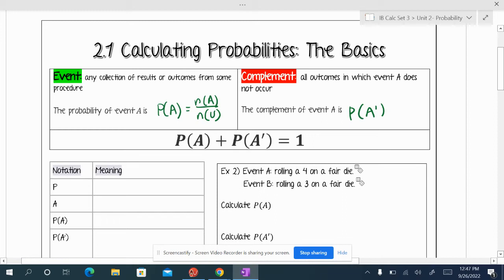Hi, everyone. Today we are learning about the basics of probability. So, an event is any collection of results or outcomes from some procedure.